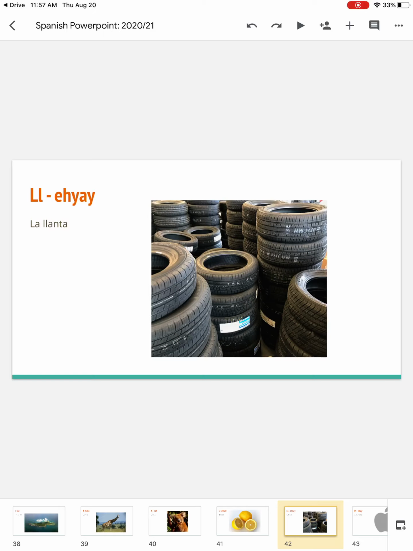So then our Spanish word for tire would be la llanta. La llanta. The double L makes sort of like a Y sound. Yeah, eye. But it could also make sort of like a J sound. A lot of people would pronounce this la janta.